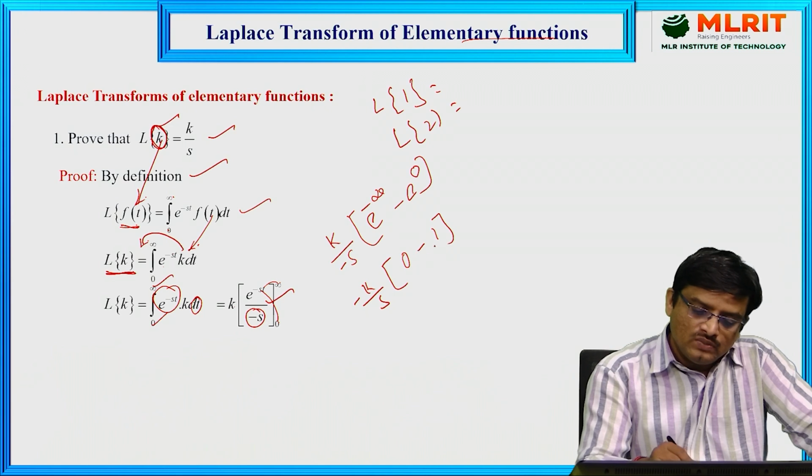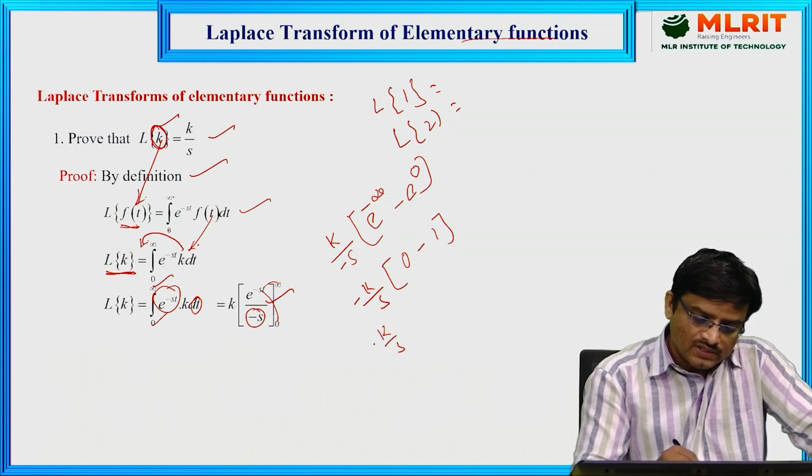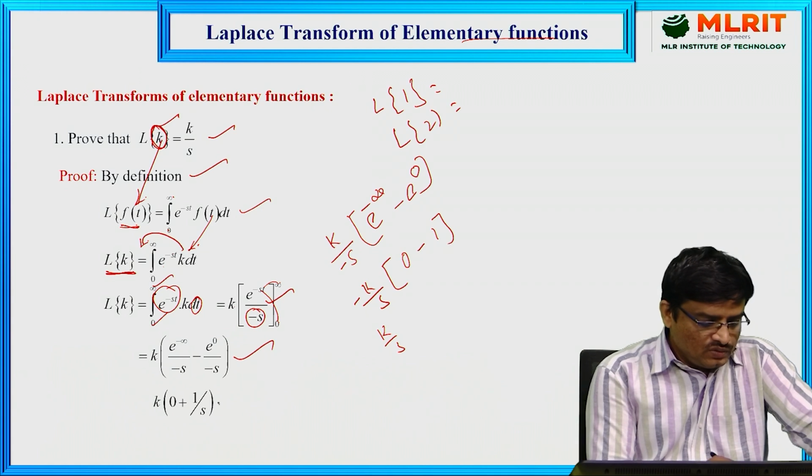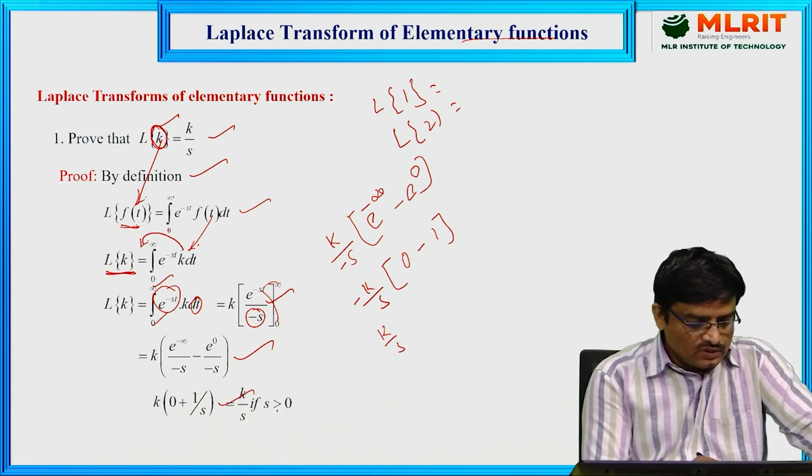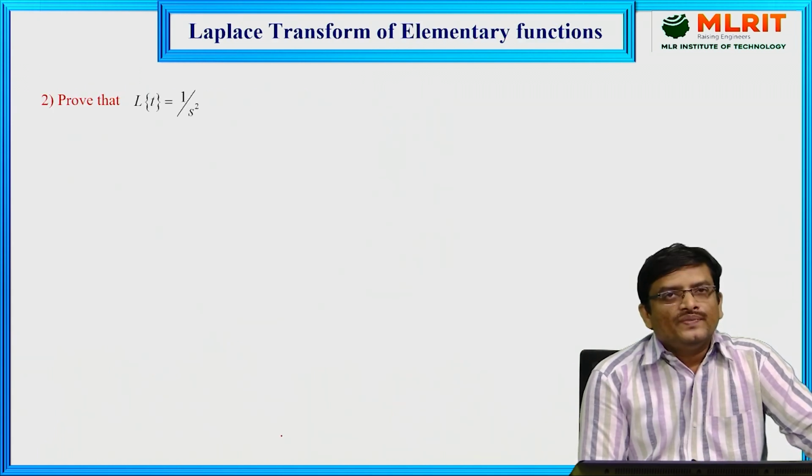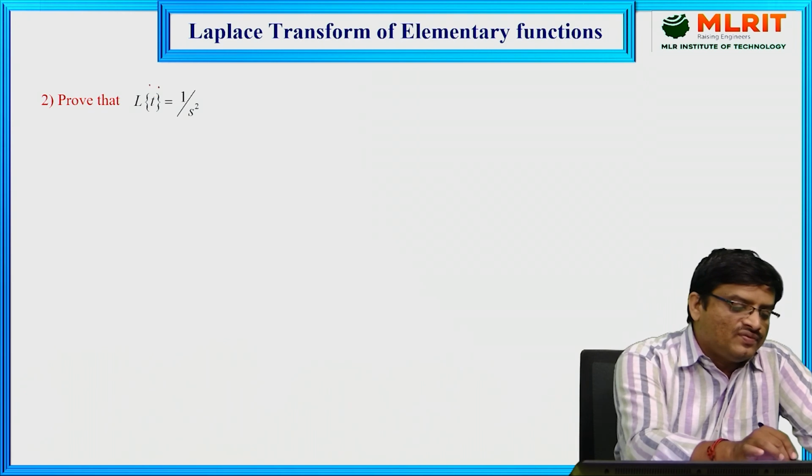So 0 minus 1 you will get minus 1, minus of minus you will get k by s. So this is the way. So we got this value is equal to k by s here. So now the next one is Laplace transform of t.